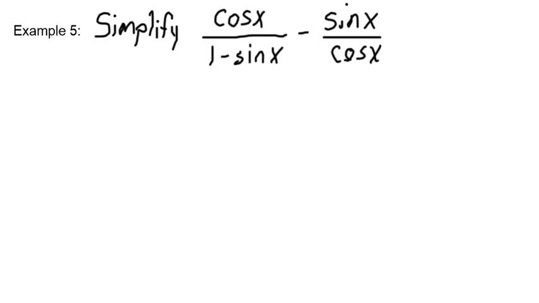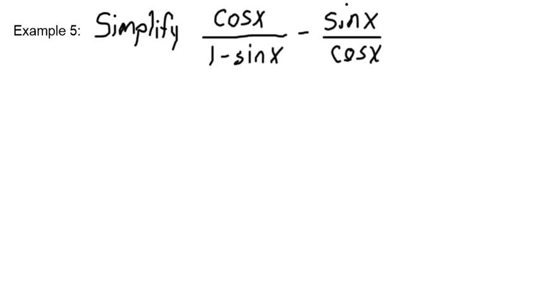Example 5, we want to simplify cosine of x divided by 1 minus sine x, over cosine x. Another strategy you might want to try when we have two fractions that are being added or subtracted, we need to write that as 1. So to combine these into one fraction, we need to get a common denominator. So if we look at the first term, cosine x over 1 minus sine x, we need to multiply the numerator and denominator by cosine x.